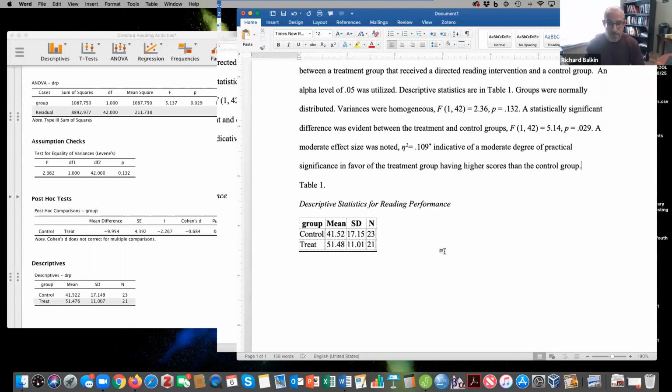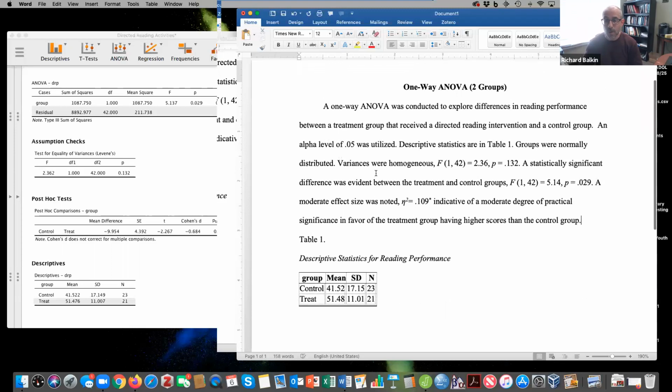And there we go. And that concludes the tutorial on one-way ANOVA and how to write this up in APA style. So I hope this tutorial was helpful.